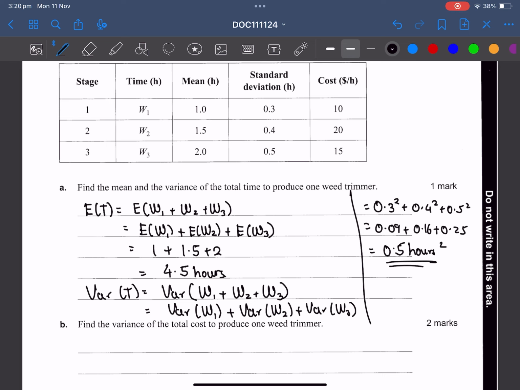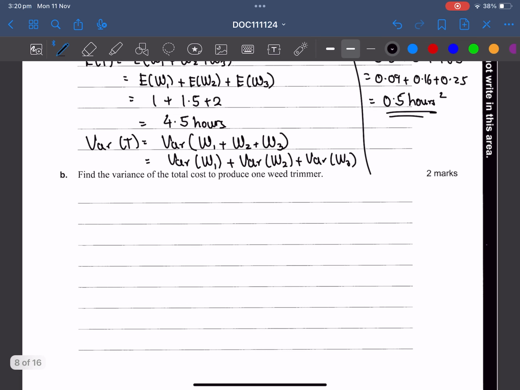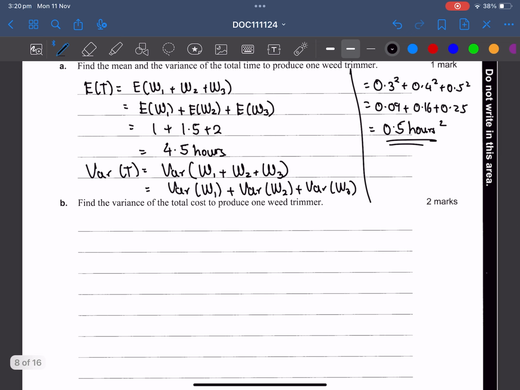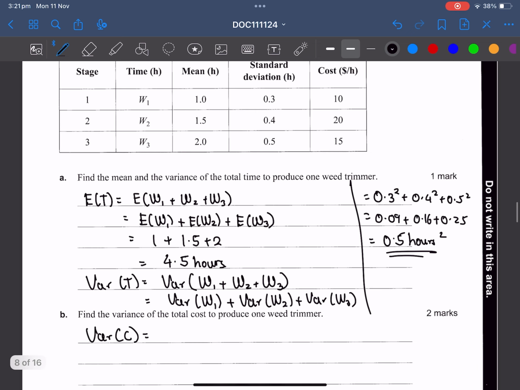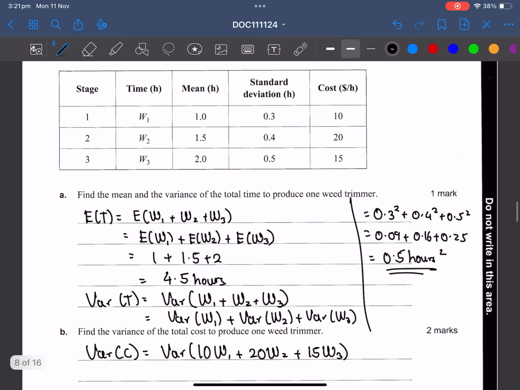Hours squared, it's variance. So yeah, find the variance of the total cost to produce one weed trimmer. Okay, so the variance of the cost is then going to be, well, we are given the cost per hour, so we can just use that. So we got the variance of 10 W1 plus 20 W2 plus 15 W3, right?